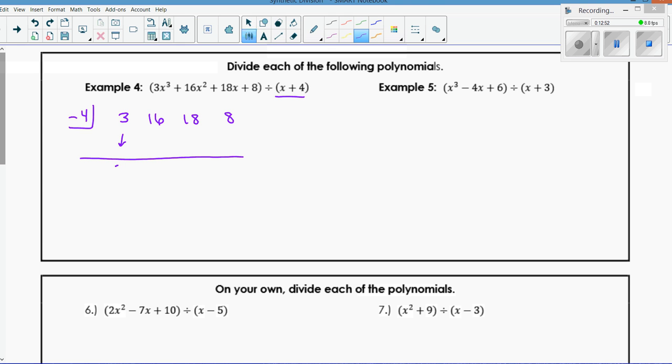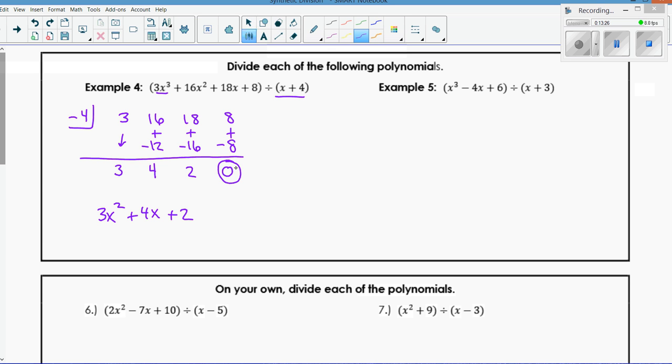First thing, bring down my 3 and multiply. I get negative 12. I add, I get 4. Start over, I multiply, negative 16. I add, I get 2. Multiply, negative 8. And I get 0. This means that my remainder is 0. So 1 term down from x cubed means I have 3x squared plus 4x plus 2.